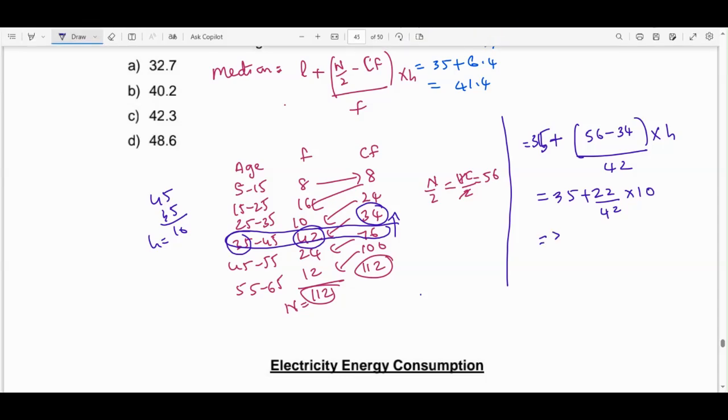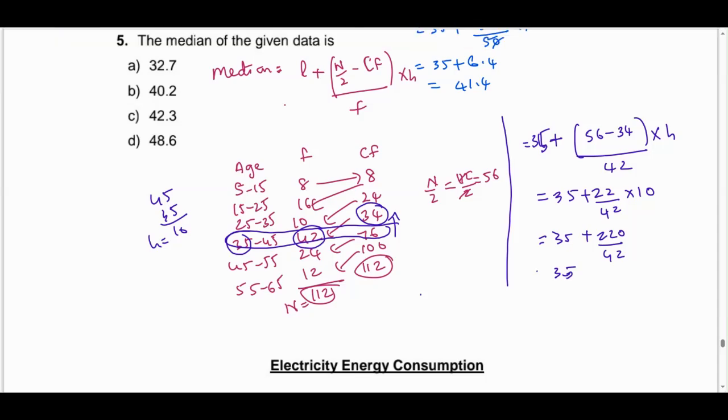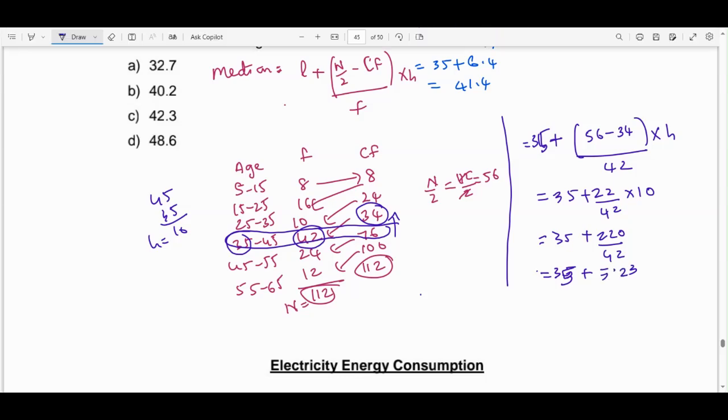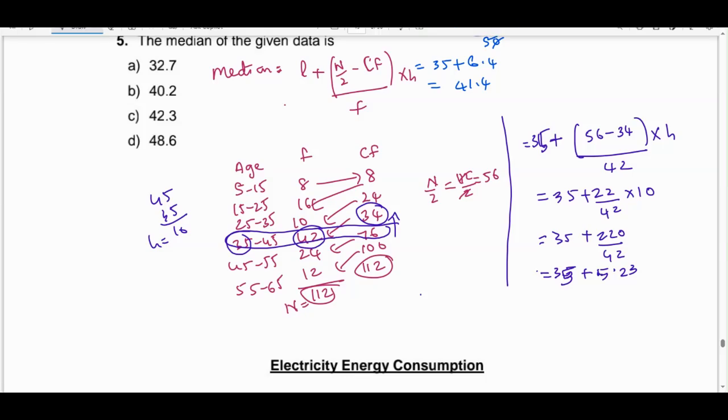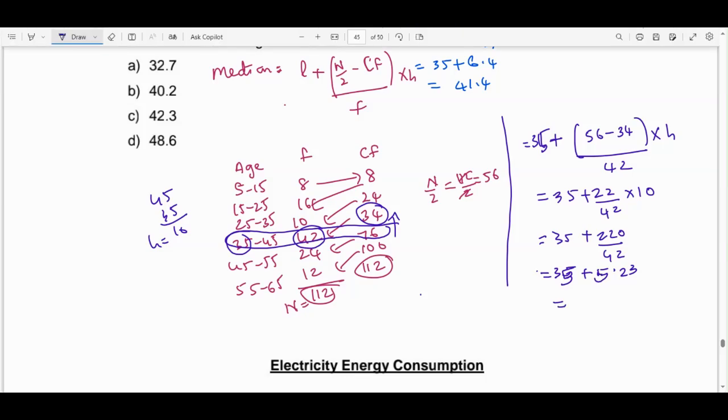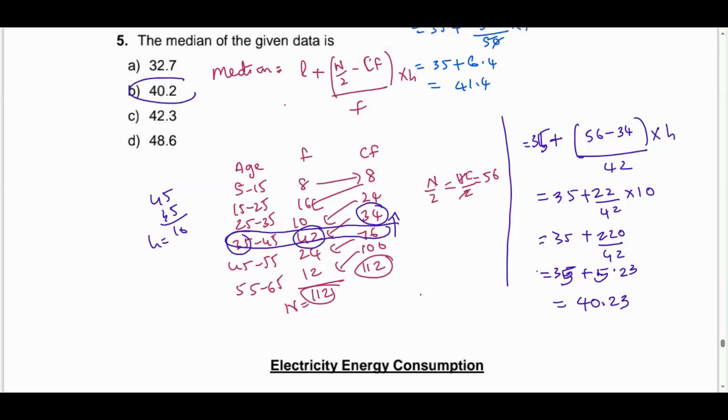So it will be 35 plus 220 divided by 42. When you divide this you get 5.23. Then when you add the two, 35 plus 5.23, you get 40.23. So the value will be 40.23, that is nothing but about 40.2.